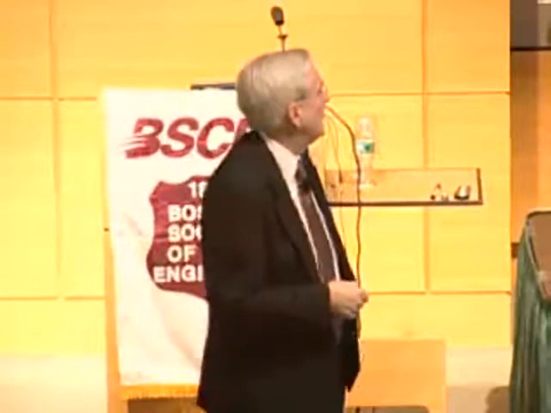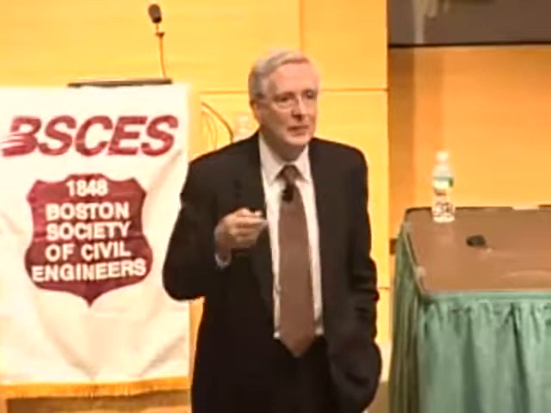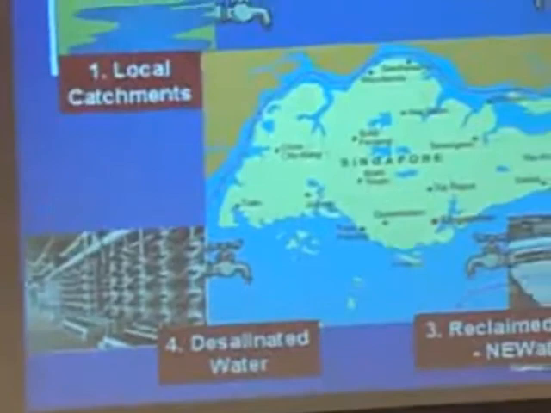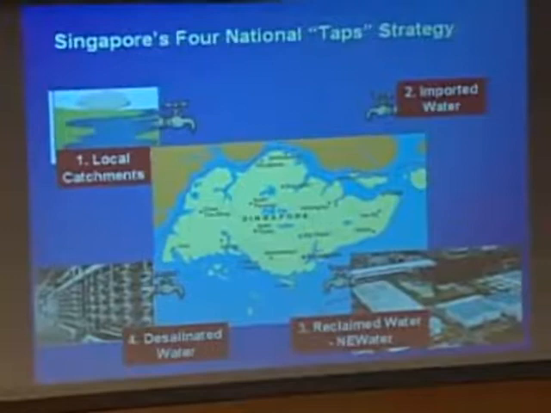There are a lot of newly developed towns, and PUB back in the early 80s was kicking around the concept of using those as water supply catchment areas. Could you build these with clean enough drainage features so they could serve as a good source of water supply? Now, there is a four national tap strategy in Singapore that you should be aware of, because I think this is going to be where all of us are, and they just adopted this way of describing it.